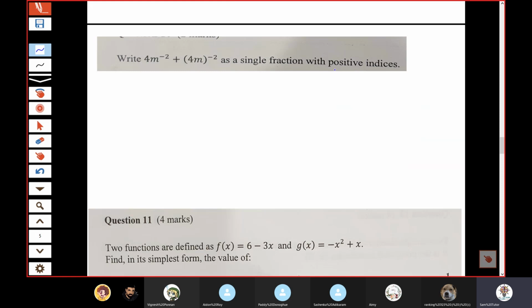Write as a single fraction with positive indices. You know it's going to come up, something like that. Recall a to the negative x is the same as 1 on a to the positive x. So that's the general formula for your negative indices. That means the first one, the 4 is not attached to the -2, so you leave the 4 on the top over m squared, plus the 4 and the m are attached to the -2. We bring it all down.